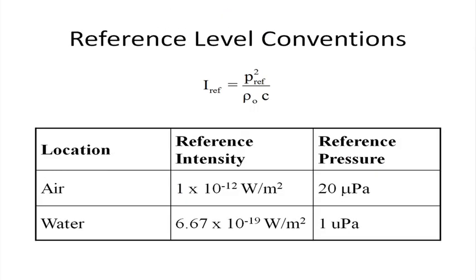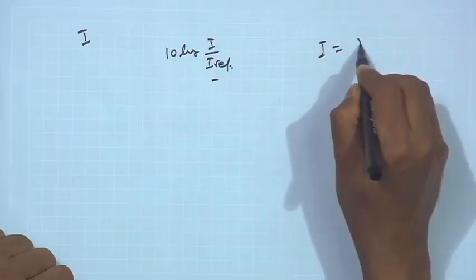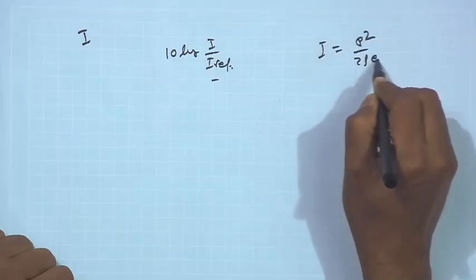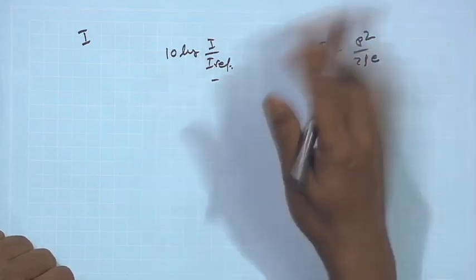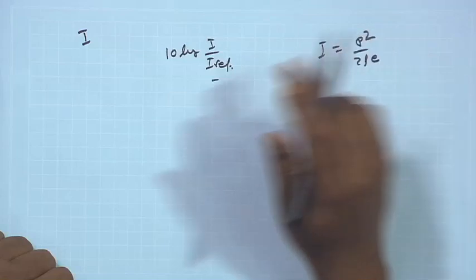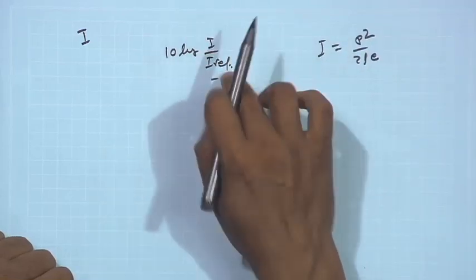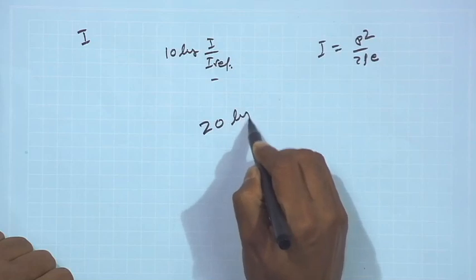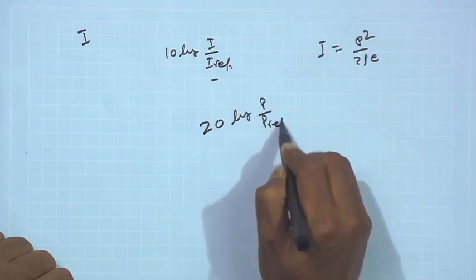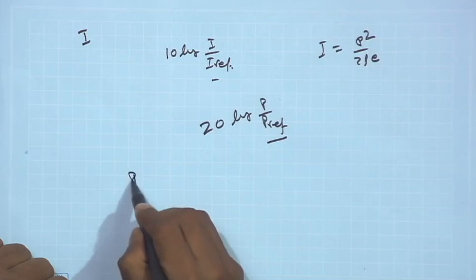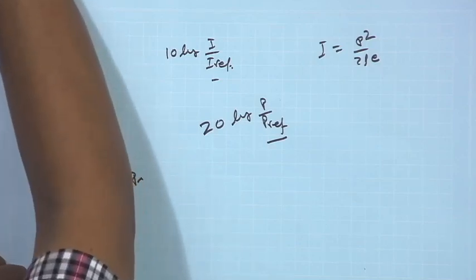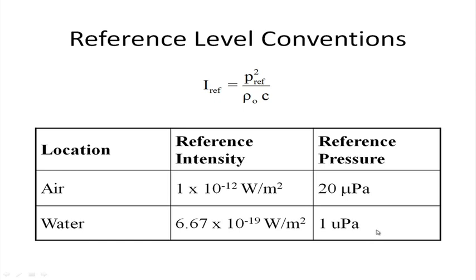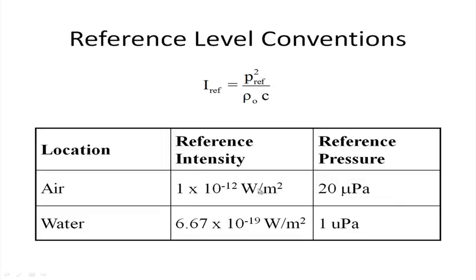Similarly, if I is equal to p square by 2 rho c, or if it is RMS, all kinds of conversion I can do. Similarly, instead of I, if it is measured in pressure, then I can say 20 log P by P reference, where P reference for air is 20 micropascal, and for water is 1 micropascal. This also depends on the medium, the intensity.